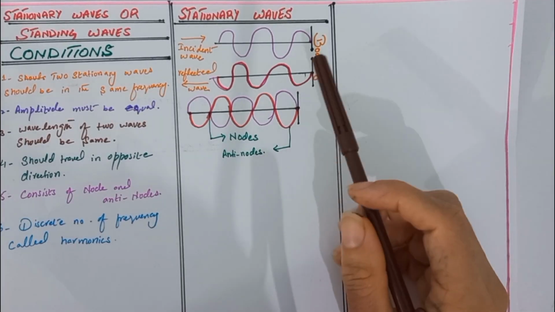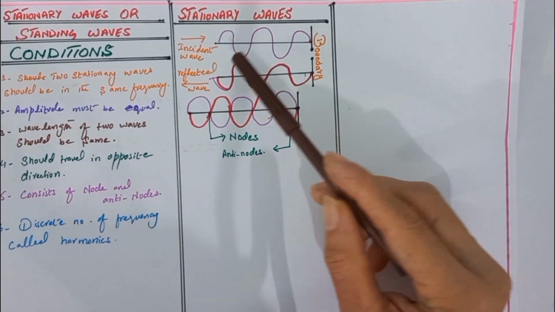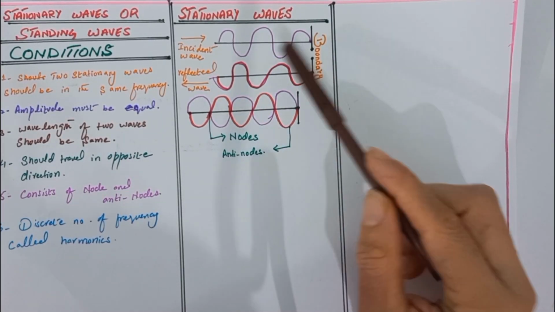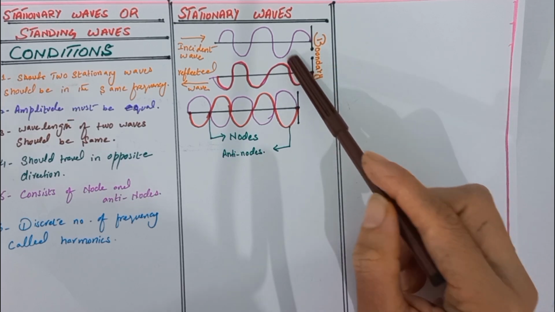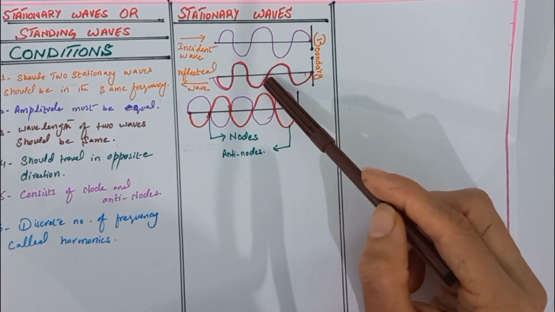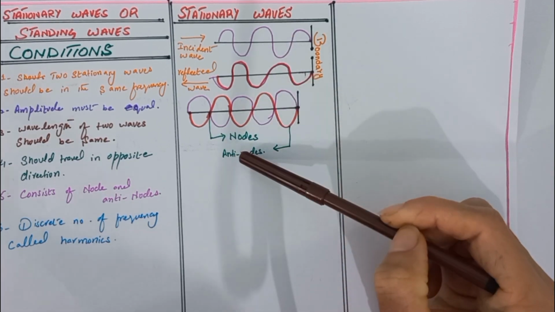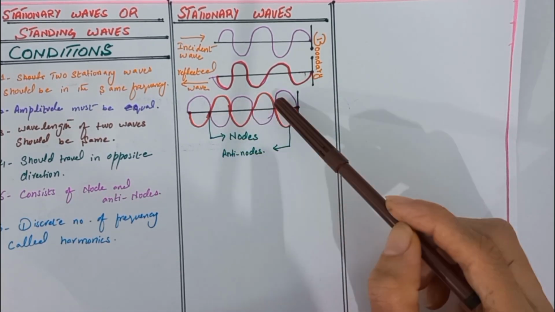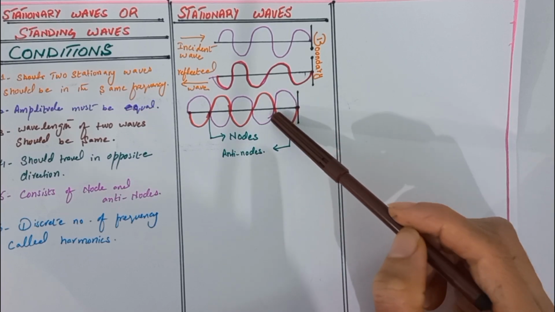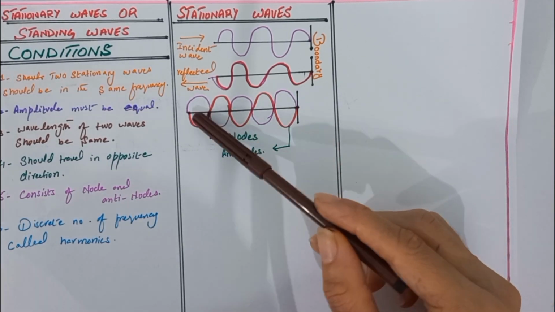Now we discuss the shape of the stationary wave and how stationary waves are produced. When the incident wave falls on the boundary and is reflected from the boundary, the two waves are superimposed and make the stationary or standing wave. Here the incident and reflected waves are superimposed.